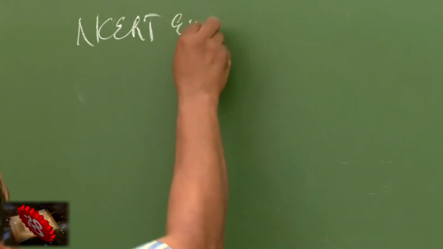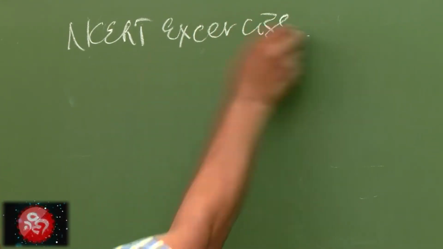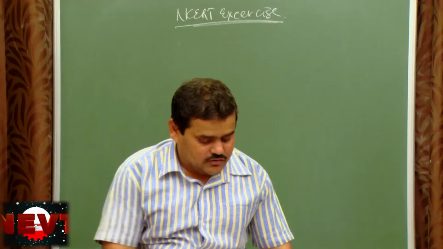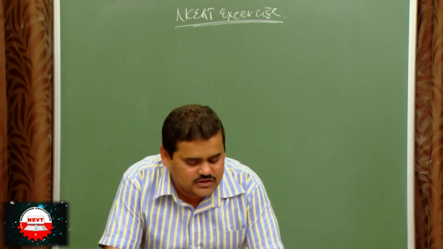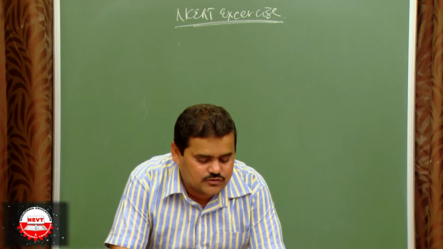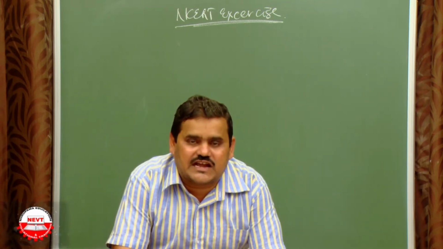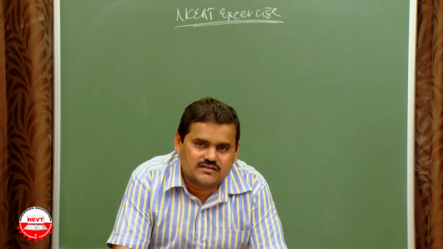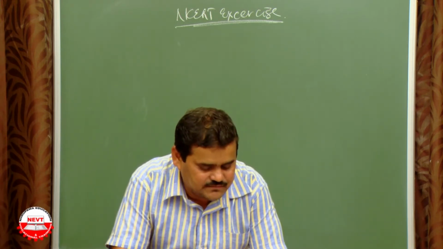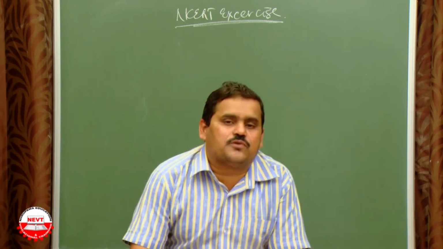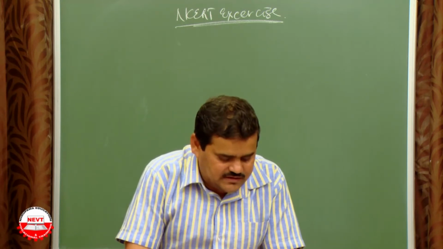Now come to the NCERT exercise. Question number 1. Convert the following temperature to the Celsius scale. 293 Kelvin. That means 293 minus 273. Okay? That is 20 degrees Celsius. 470 Kelvin. That means 470 minus 273.